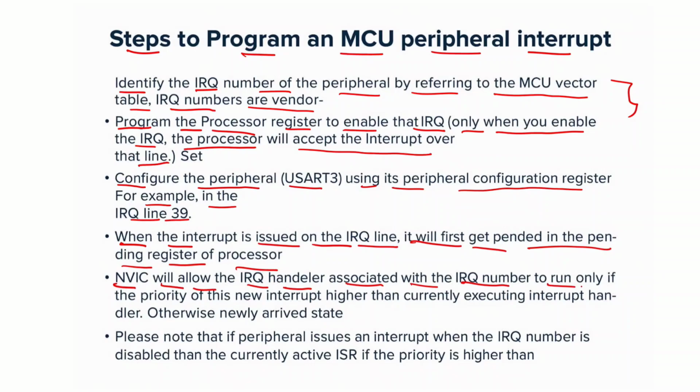Now, the next step is that the NVIC will allow the IRQ handler associated with the IRQ number to run only if the priority of the new interrupt is higher than the currently executing interrupt handler.